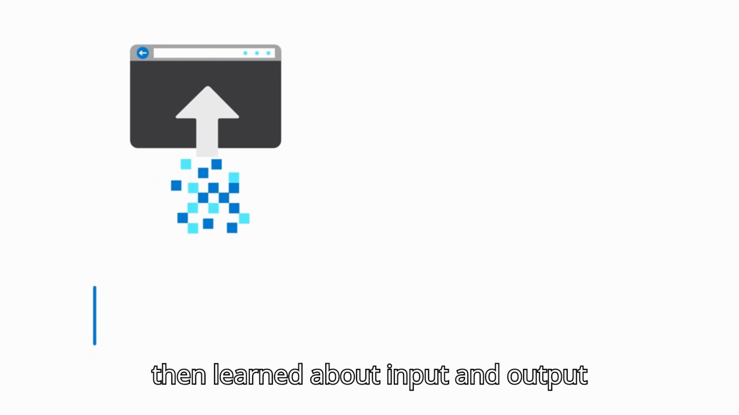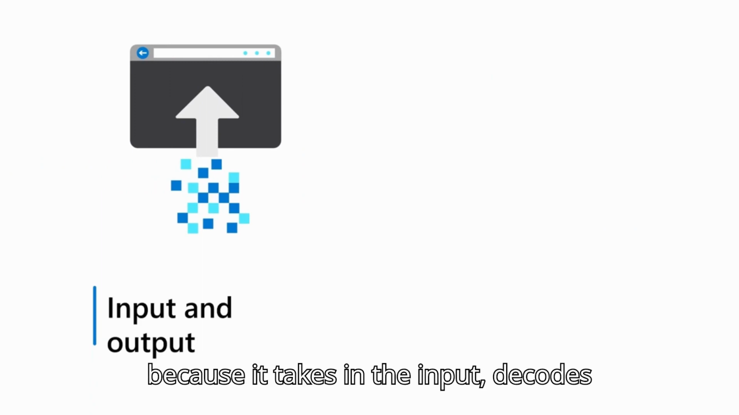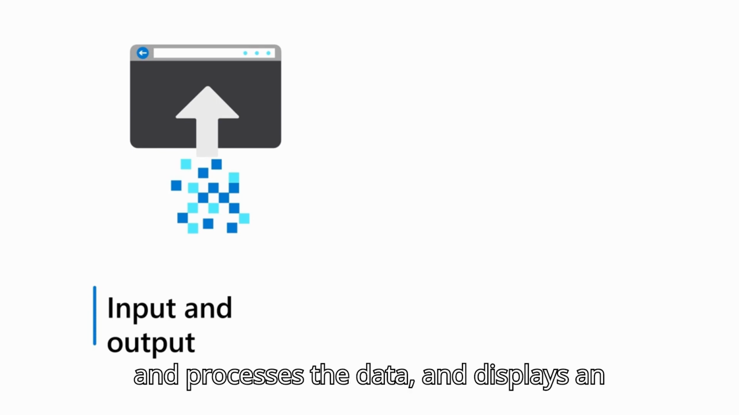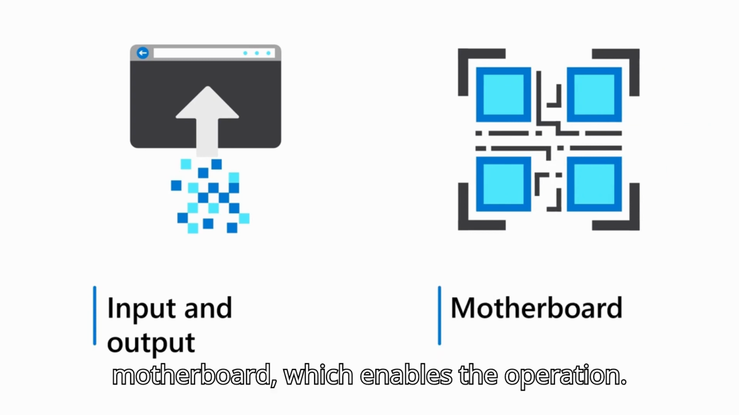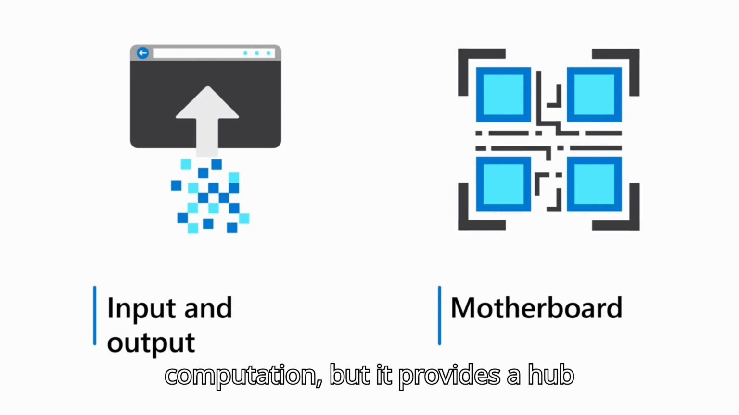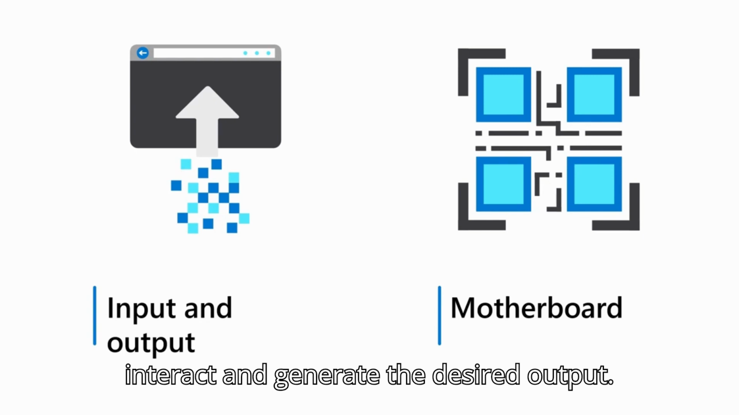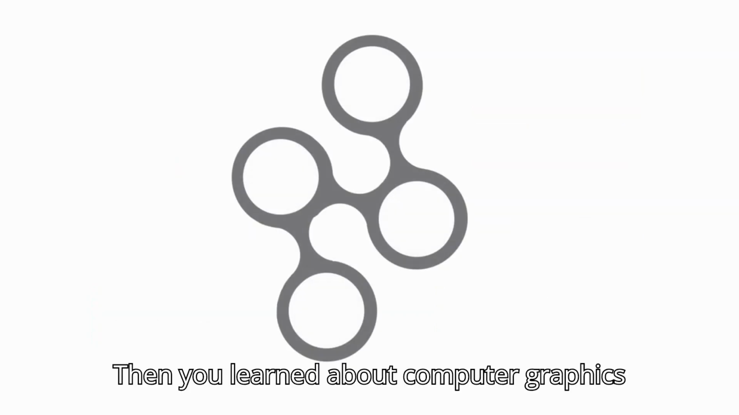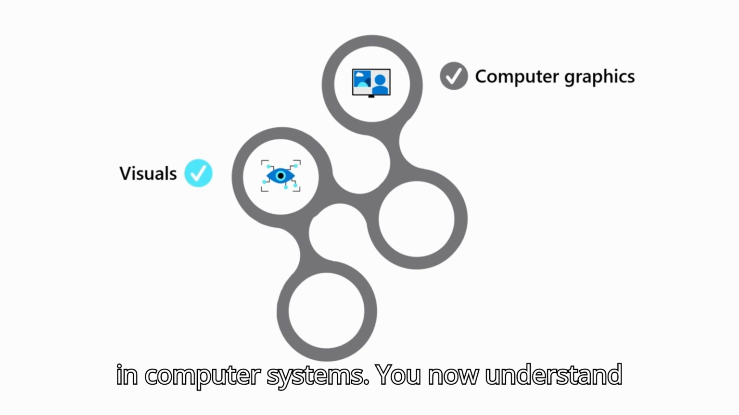You then learned about input and output devices. This is crucial to a computer because it takes in the input, decodes and processes the data, and displays an output. The final component is the motherboard, which enables the operation. It does not actively take part in computation, but it provides a hub through which all these components interact and generate the desired output. Then you learned about computer graphics and discovered how visuals come to life in computer systems.